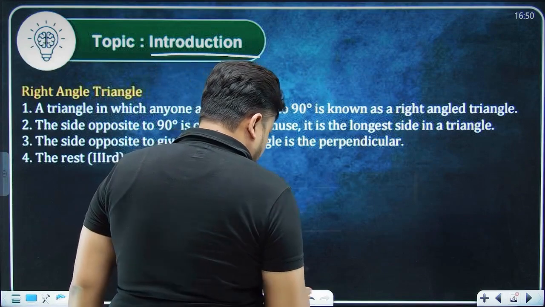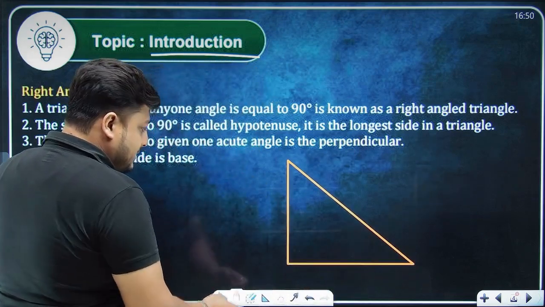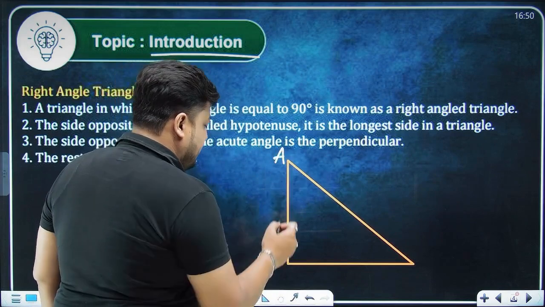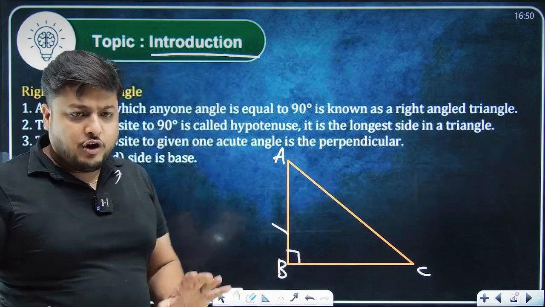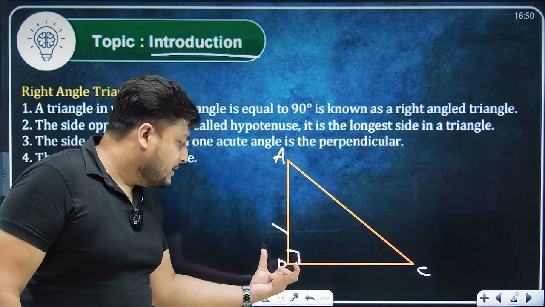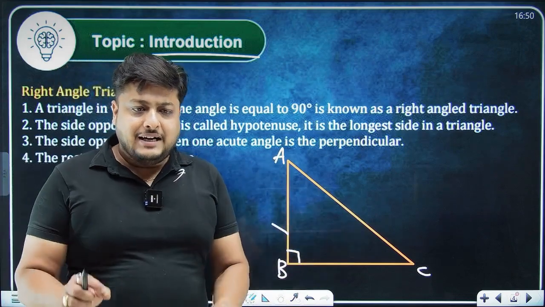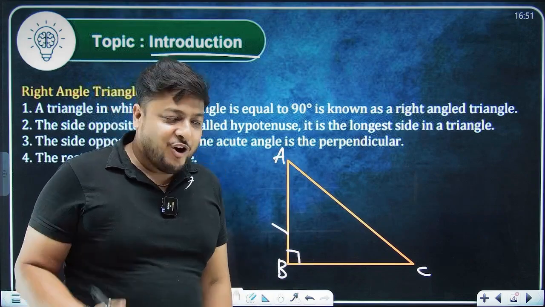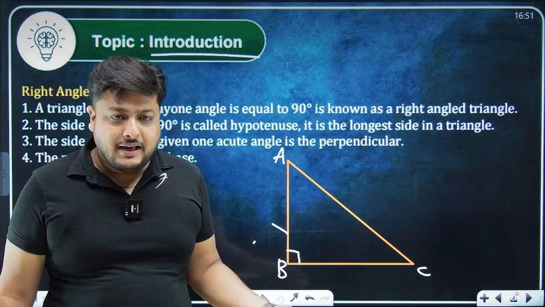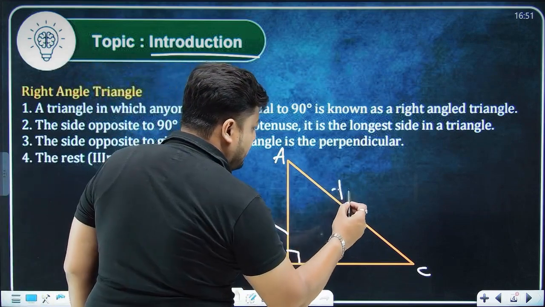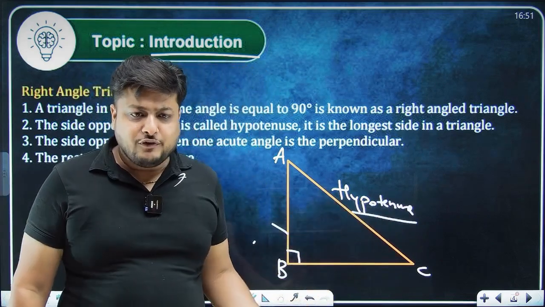First of all, let's draw a big, beautiful triangle. This is the triangle ABC, and at B I make a 90-degree angle. You all know what a right triangle is. So this is the right triangle ABC, and angle B equals 90 degrees. The side opposite to B, the side opposite to the right angle, is called the hypotenuse. You already know this from previous grades. This is the hypotenuse, and it is the largest side of the triangle.